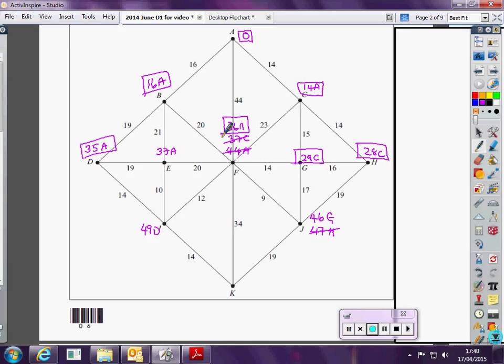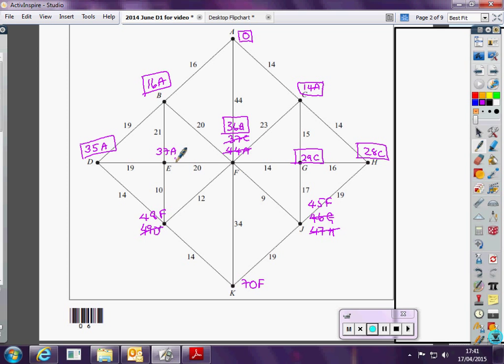Right, 36, that was from B as well. Can't go back up, can't go up here, but we can go this way. 36 plus 20 would be 56, it's too big. Down here, 36 plus 12 would be 48, which we can do. So 48 from F and cross out that one. 36 plus 34 is 70 from F. 36 plus 9 would be 45 from F. We cross out the other one. 36 plus 14 would be too big. So that's all of them done.